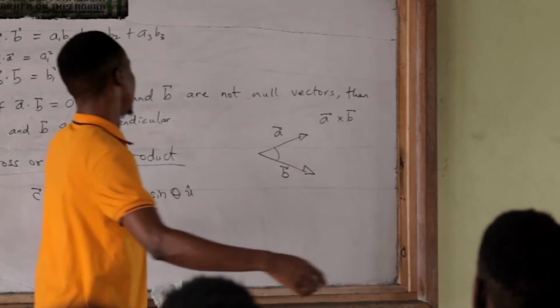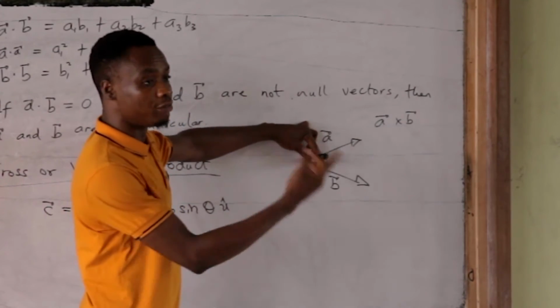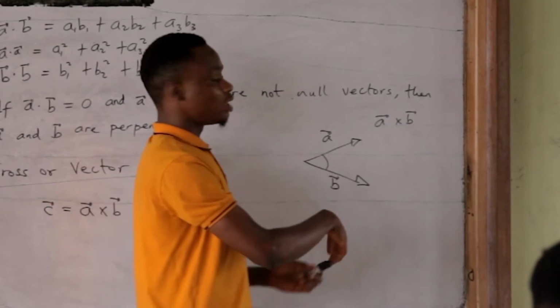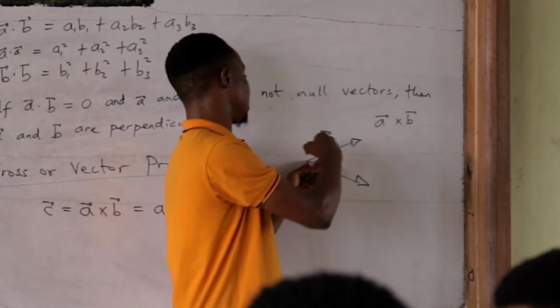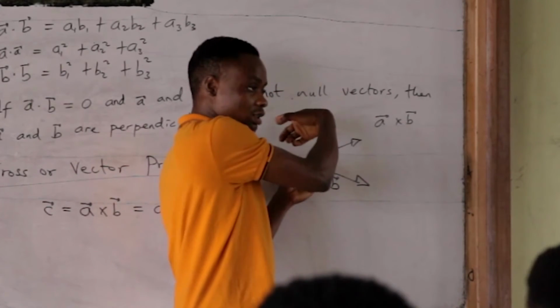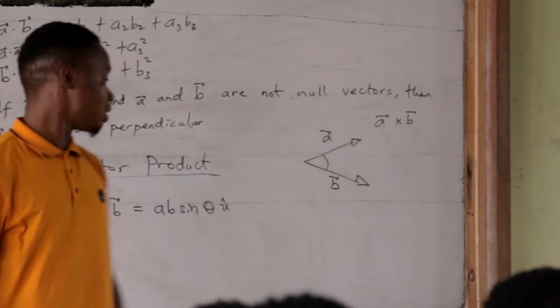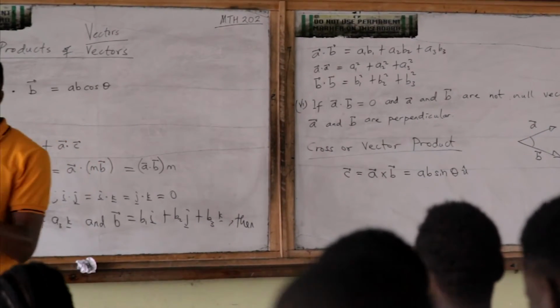That's what we mean by the direction being perpendicular to the plane containing the two vectors. In this case, this board is the plane containing the two vectors. So the cross product is going to be in the direction perpendicular to the plane, either outside this way or inside. You understand what I'm doing? That's the way to get this direction. So let's move on, please.